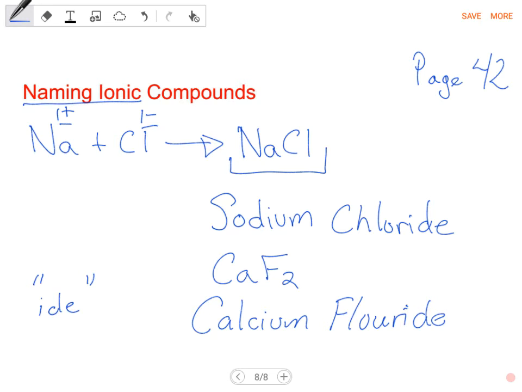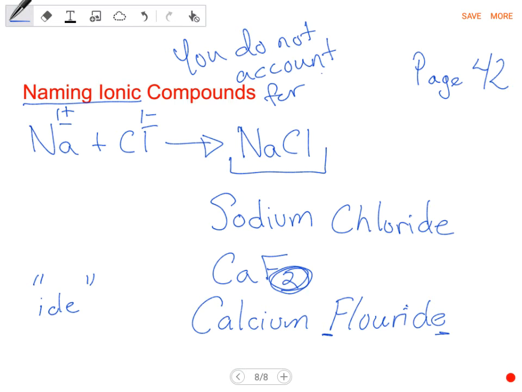One thing I want you to just know, you'll notice, do you see this 2 right here? When I named this, I didn't put a 2 down here or anything like that. I just named them. The metal, you just name it. Sodium, calcium. The second one is chloride, fluoride. When you do ionic compounds, you do not account for numbers. And you're going to see we're going to do something soon where that does mean something.